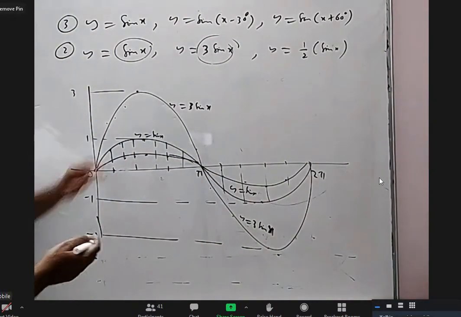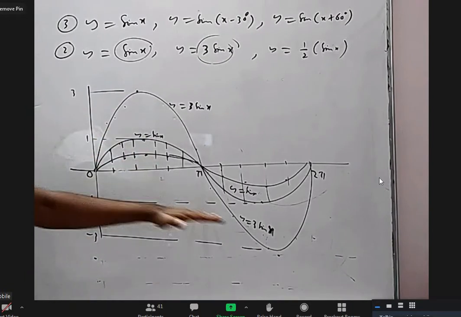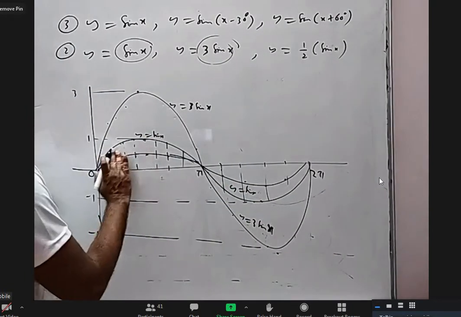Okay, so this is like stretching and this is like compressing. Press it out, press it down. That will be y equal to half of sin x.